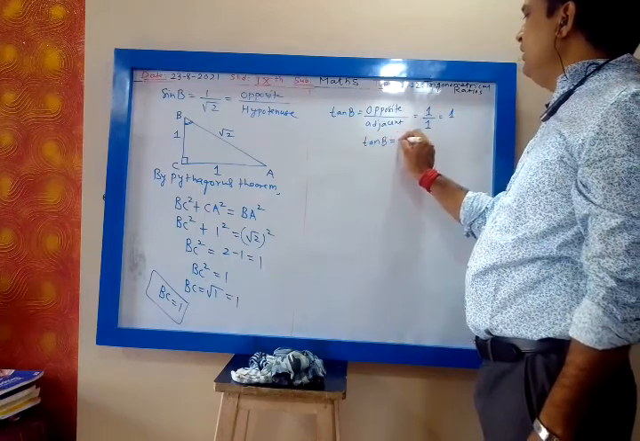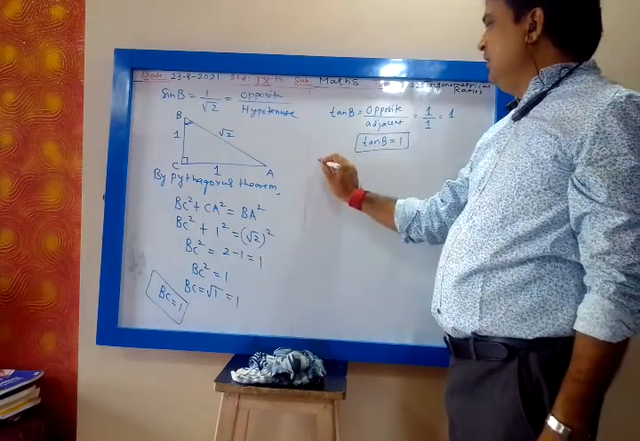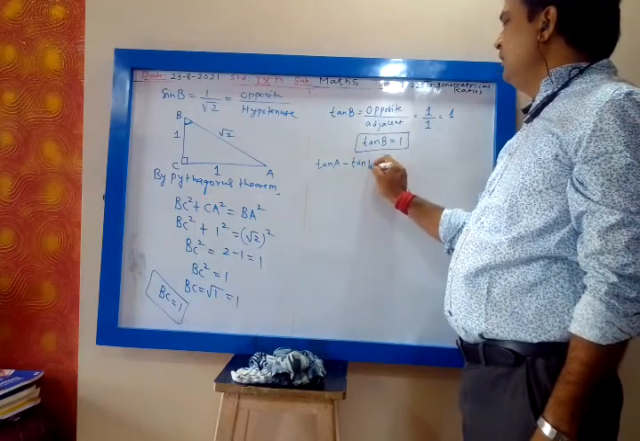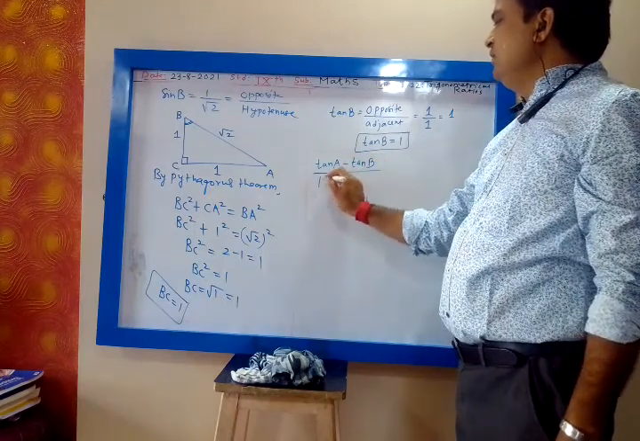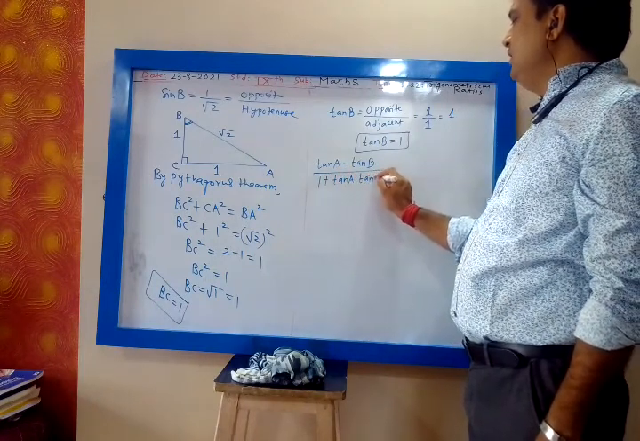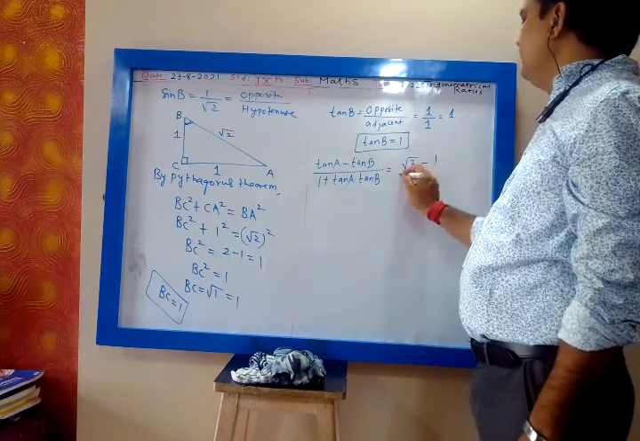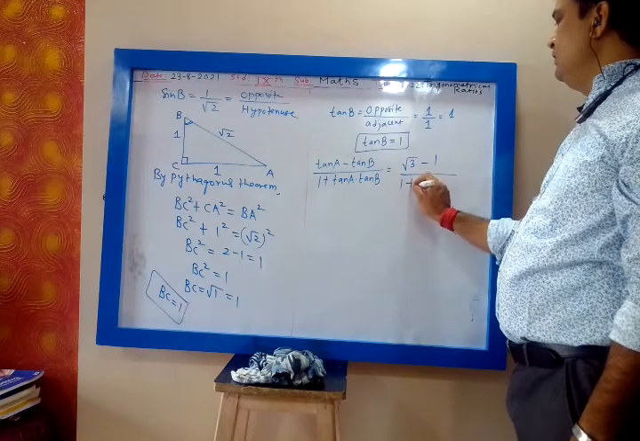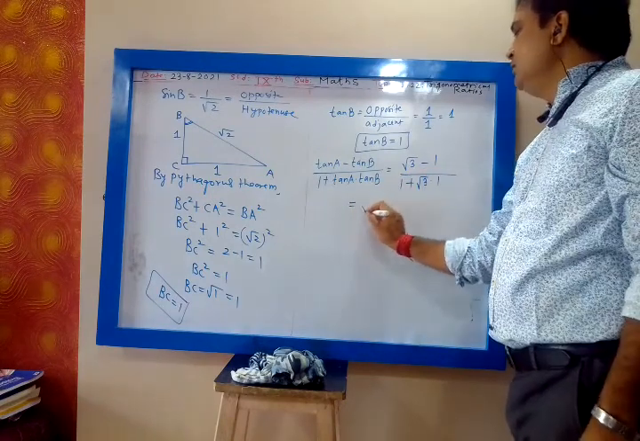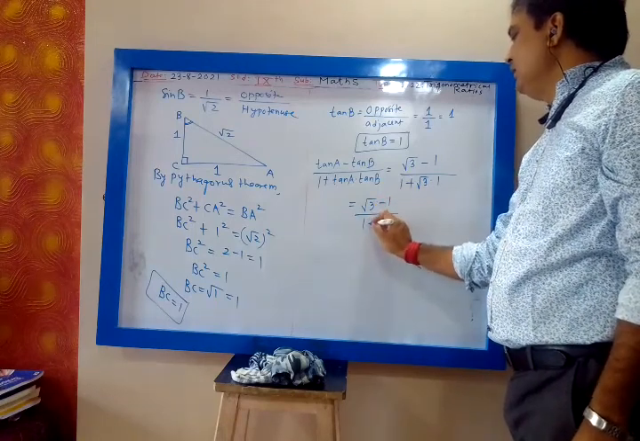Now find the value of tan A minus tan B upon 1 plus tan A tan B. Okay, let us find. Substitute the values. Tan A is root 3, minus 1 upon 1 plus root 3 into 1. So that is root 3 minus 1 upon 1 plus root 3.